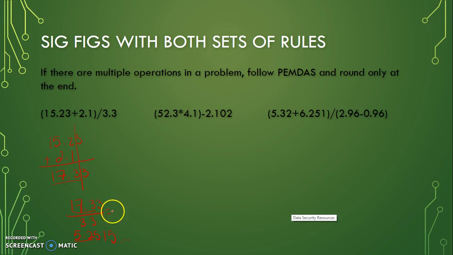The 5 and the 2 I get to keep. So my answer for this problem is going to be 5.3 because the 5 is going to round the 2 up. There is my final answer.